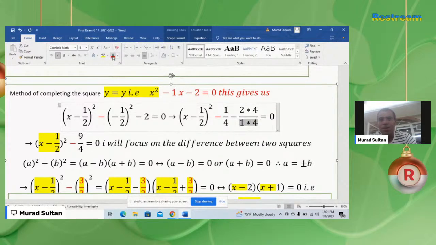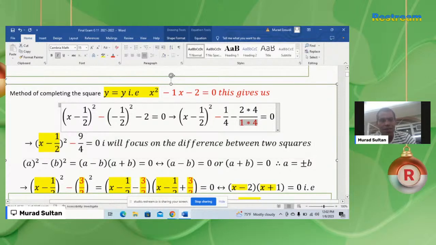Okay. So therefore, notice this one, it will be (x minus 1/2) all squared minus 9/4 should be equal to 0. Why minus 9 over 4? Because minus 1 minus 2 by 4 is 8, minus 1 minus 8, same sign, so just add the numerators, and you should keep the same denominator.